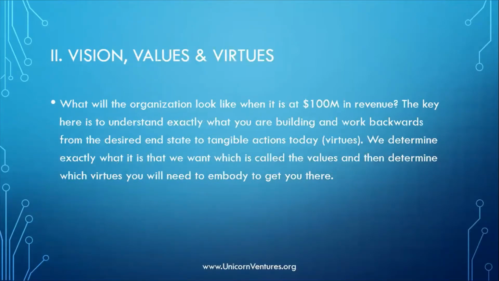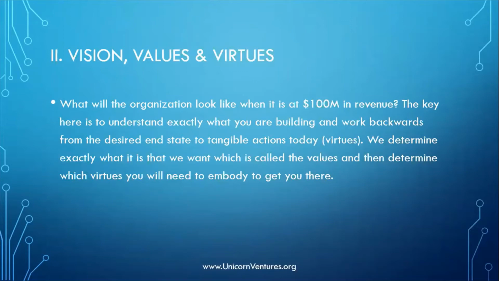Second step here, vision, values, and virtues. So we're trying to understand what the organization is going to look like when you're generating $100 million in revenue or you're a billion-dollar company. The key is to understand exactly what you are building and work backwards from that desired end state to tangible actions that you can actually take today, and we call those virtues.